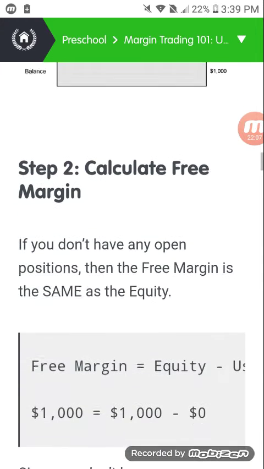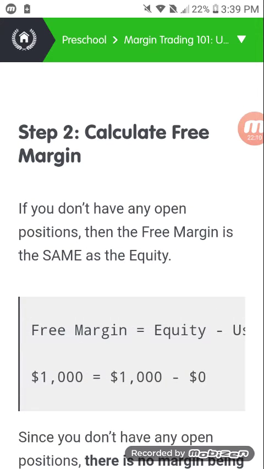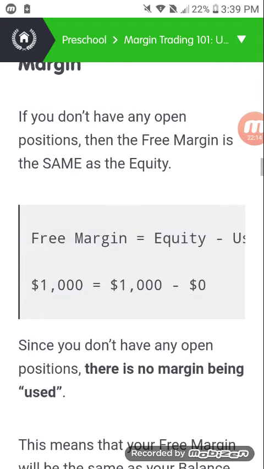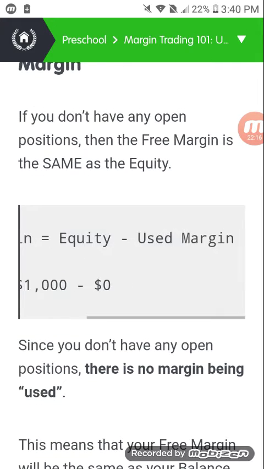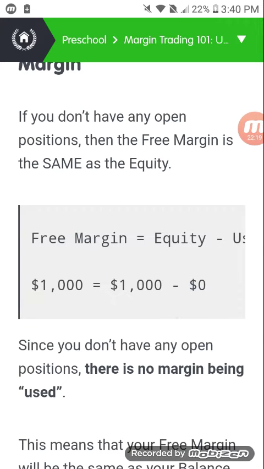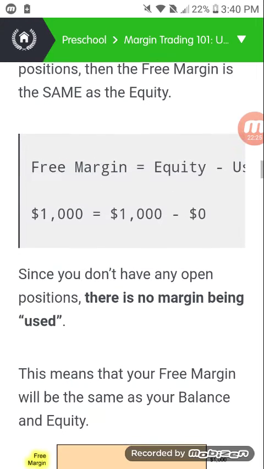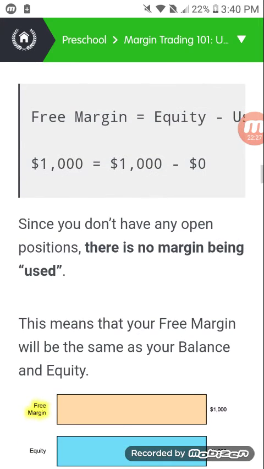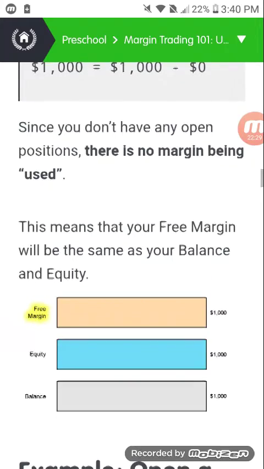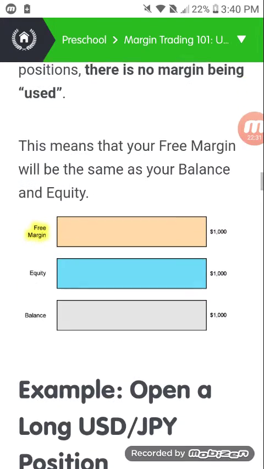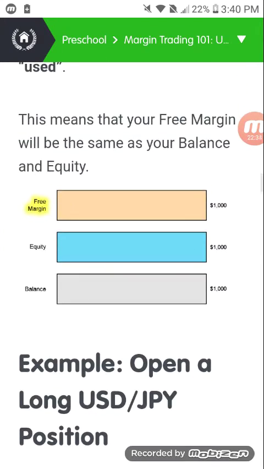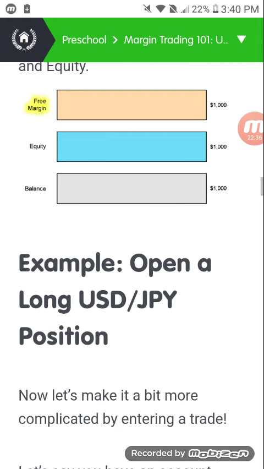So to calculate that, if you don't have any open position, then your free margin is the same as your equity. Remember, free margin is the equity minus the used margin. Since you don't have any trades open, there is no used margin, so your free margin is 1,000, your equity is 1,000, and your balance is 1,000.